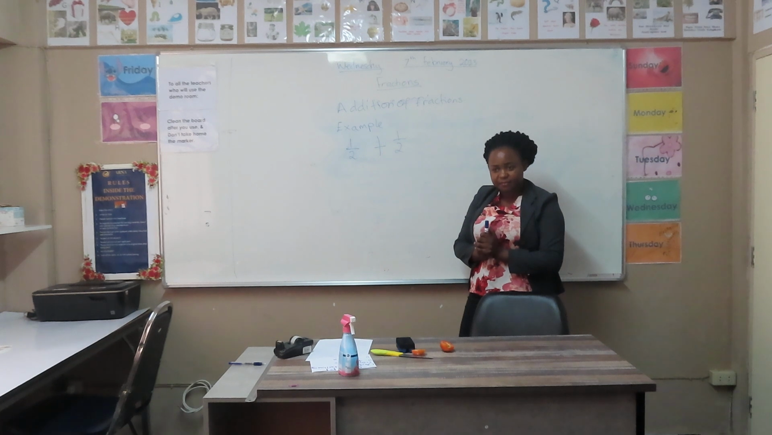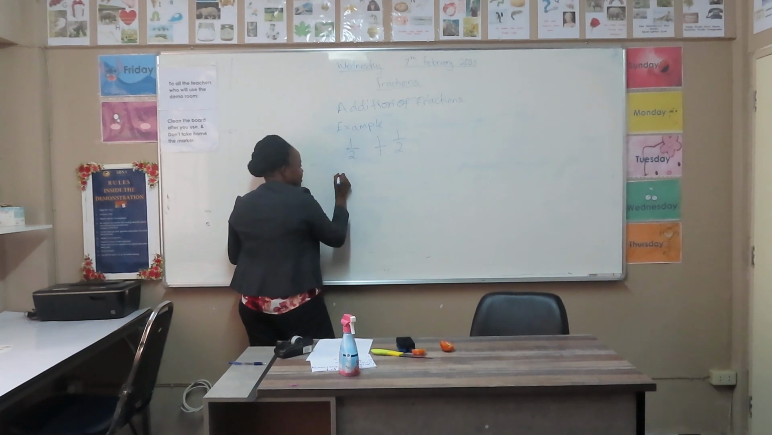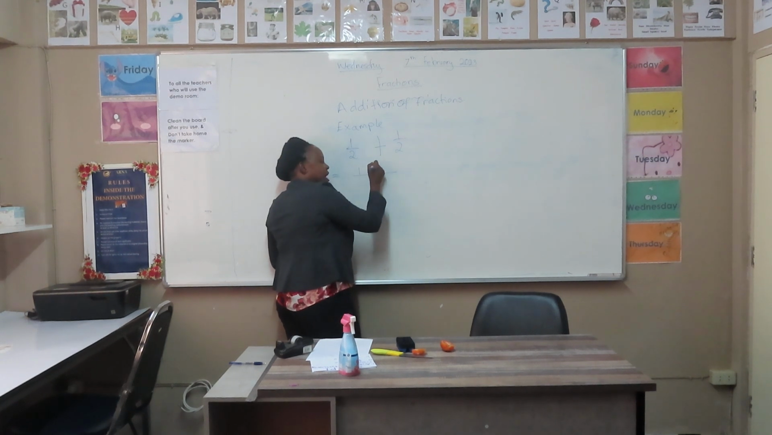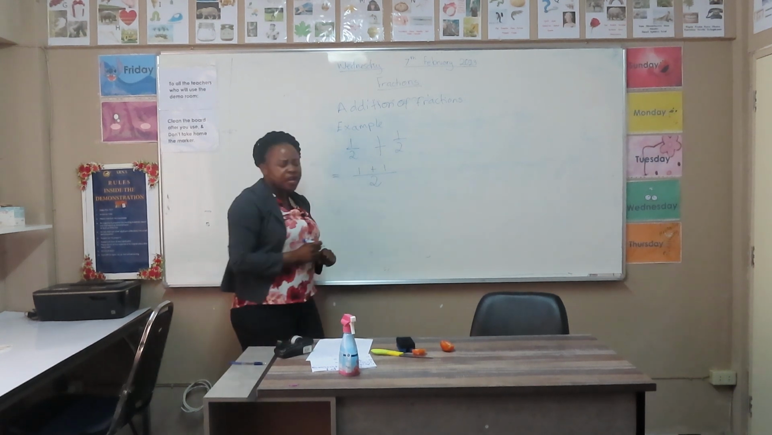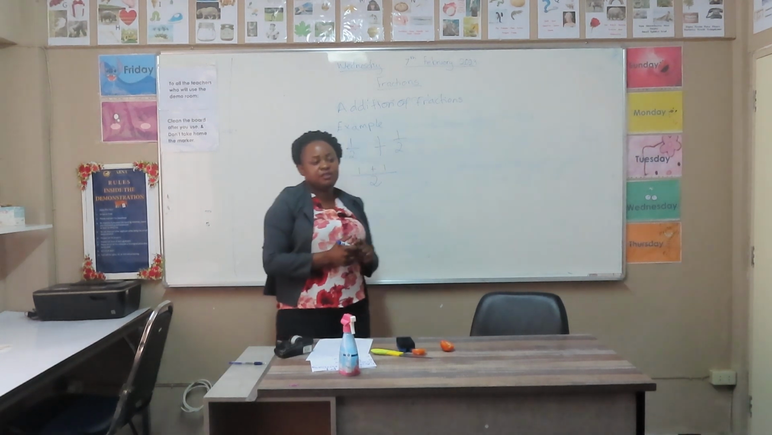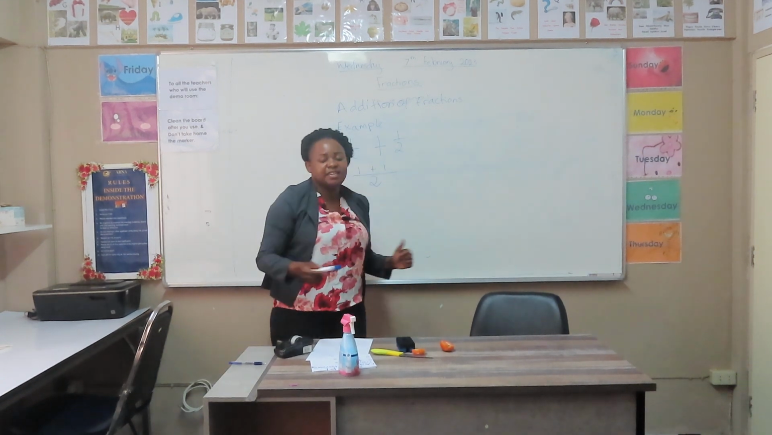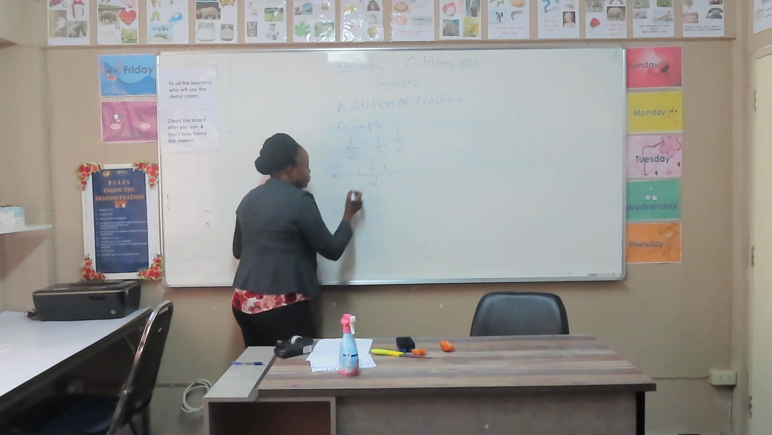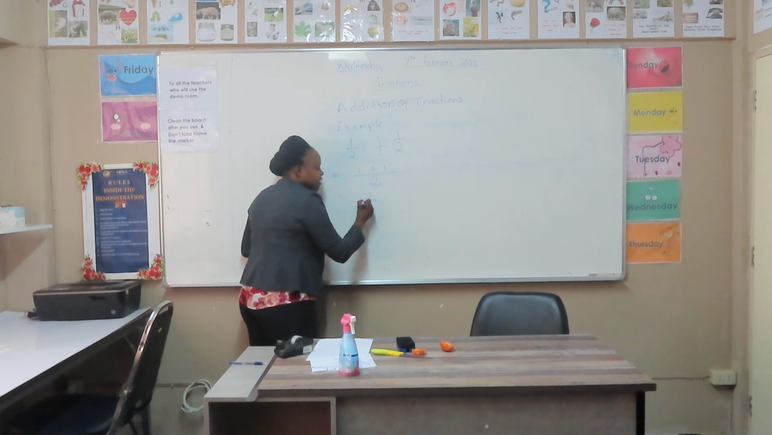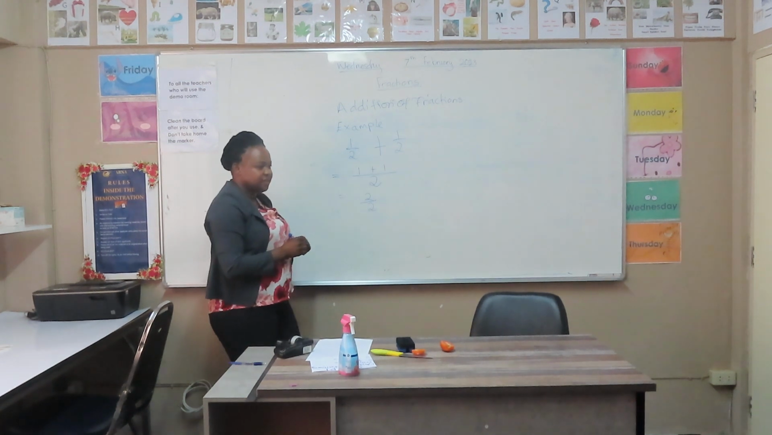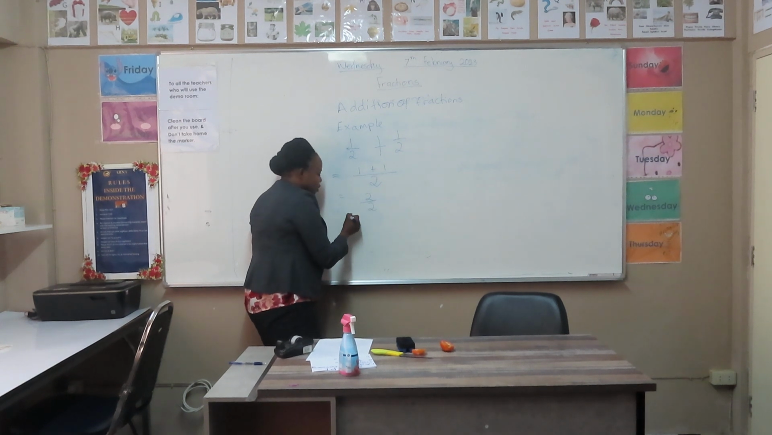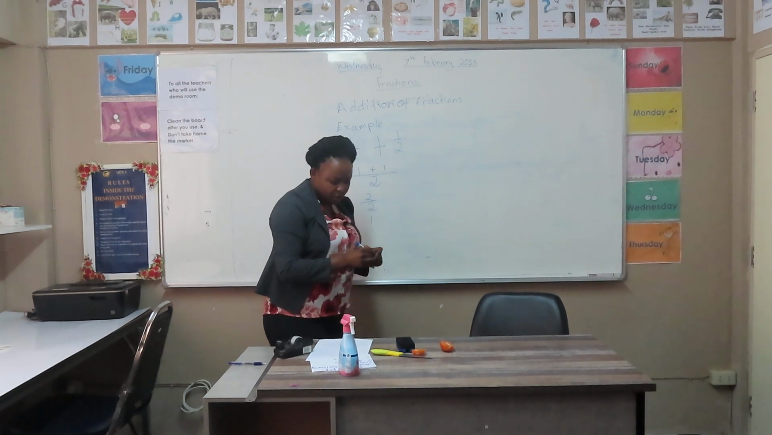Are we together? Okay, so now I'm going to calculate this. I said you add the numerators only, so you're going to say 1 plus 1. Then bring down the denominator as it is. We don't add the denominators. We only add the numerators. Now let's add 1 plus 1, we get 2. Then you bring down the denominator once again. Remember, 2 over 2 simply means 2 divided by 2, such that we get 1.